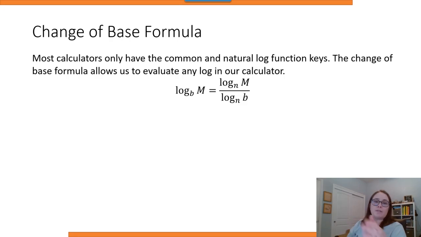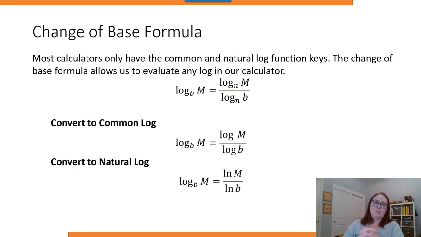This one says if I have a log base b of m, I can convert that to a new base n by transforming it into log base n of m divided by log base n of b. So it's log of the original argument divided by log of the old base. That looks a little overwhelming. If I rewrite it using common log or natural log, it looks a little nicer. So log base b of m can be put into a calculator as log m over log b.